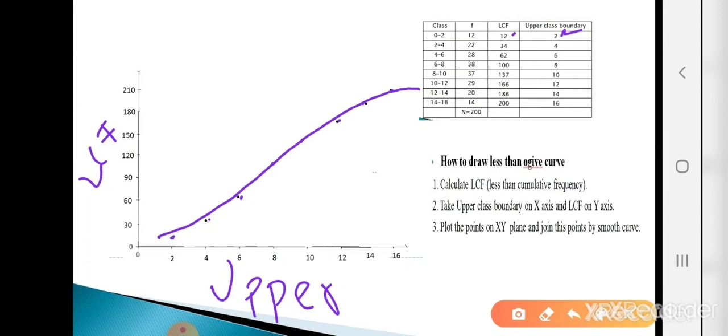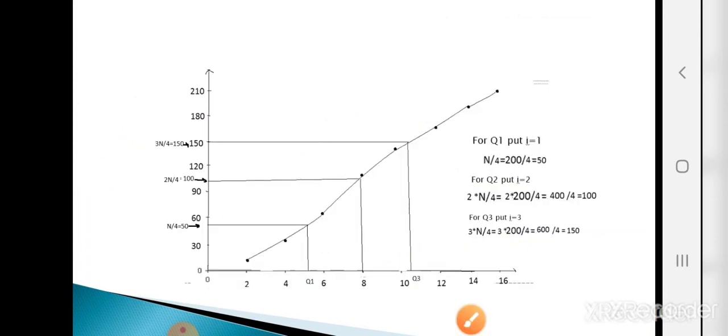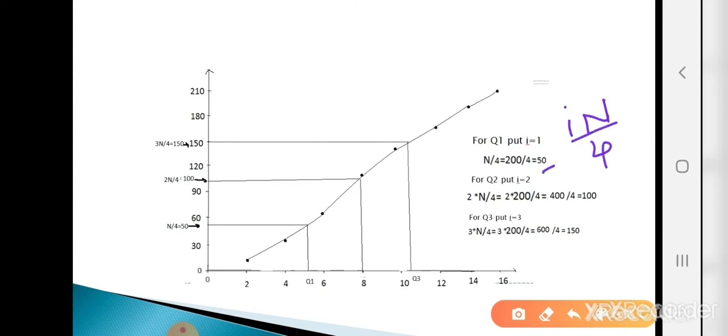Then how to calculate the values Q1, Q2, Q3 by using the graph? See, for finding the value of Q1, put i equal to 1 and at that time what is the value of iN divided by 4? So iN divided by 4 value is 50. For Q2, what is the value of iN divided by 4? It's 100. And for Q3, what is the value of iN divided by 4? That is 150. See the points 50, 100 and 150 on the y-axis. Okay, so here the point 50, then 100 and 150.